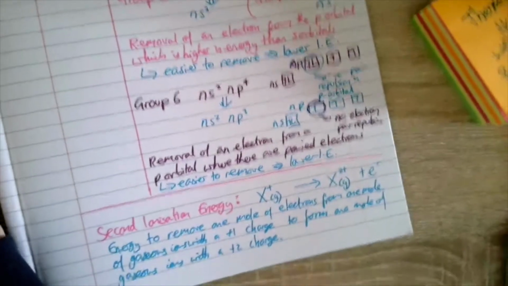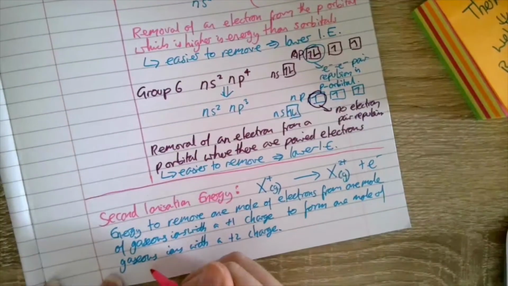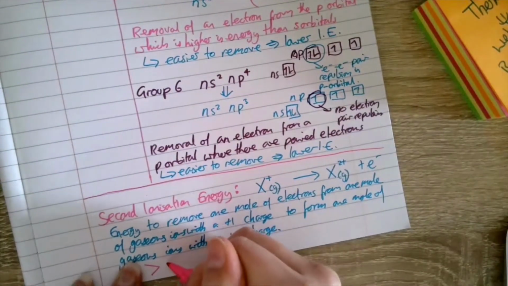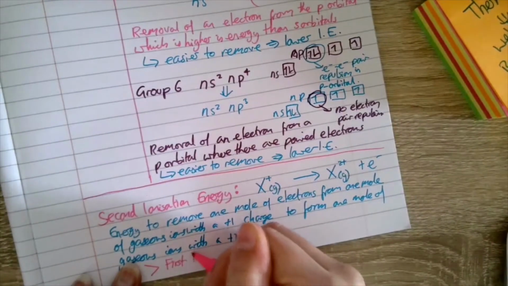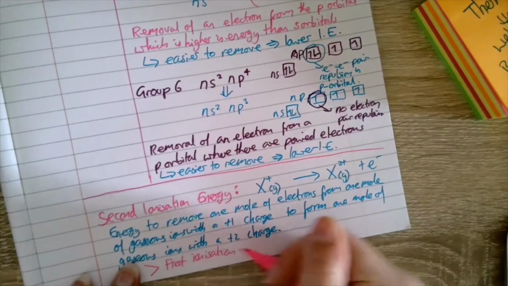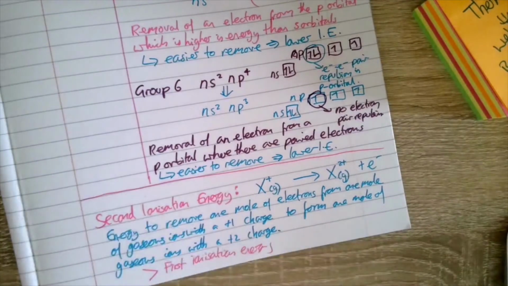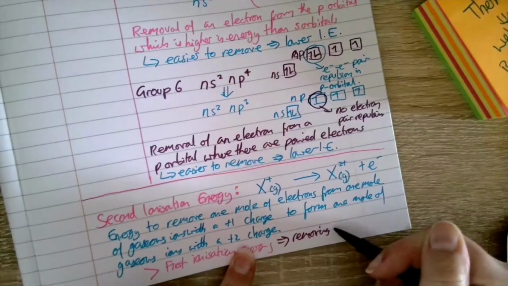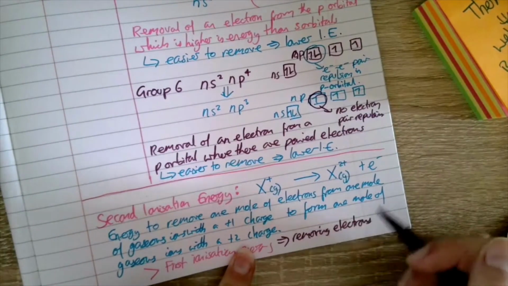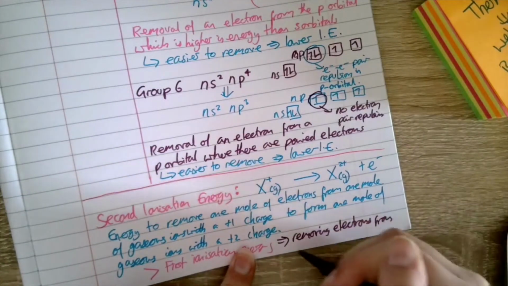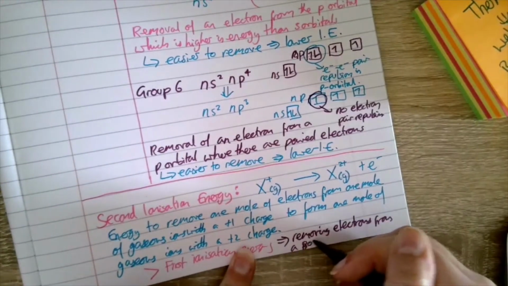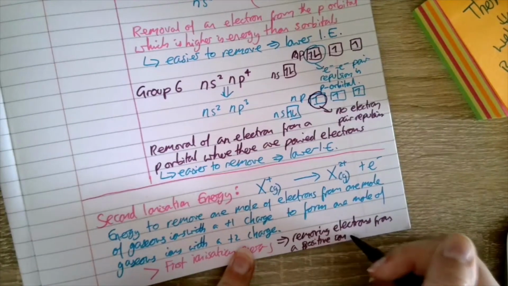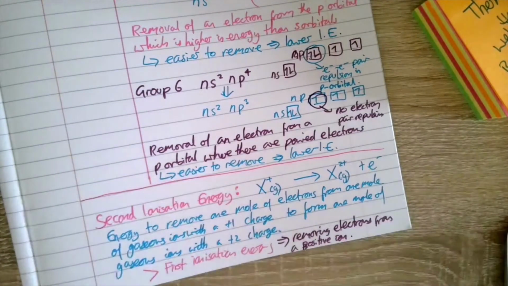This second ionization energy must be greater than our first ionization energy. And this is because we are removing electrons from a positive ion. So that electron is going to be strongly attracted to the positive ion, and so it's going to take more energy in order to do that.